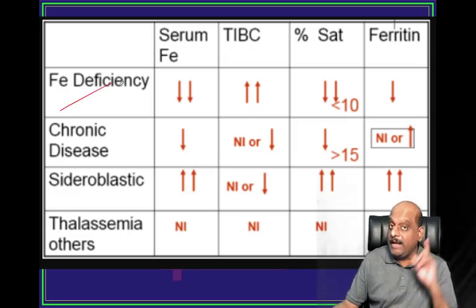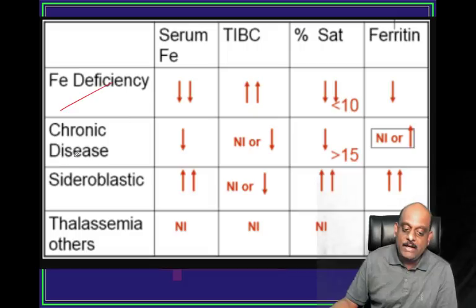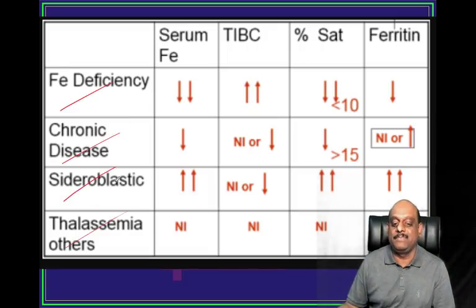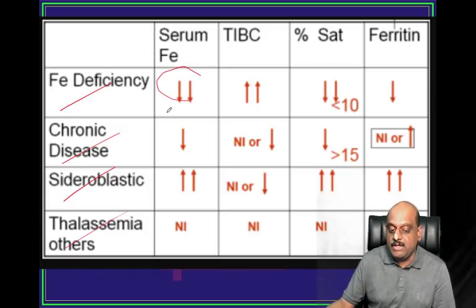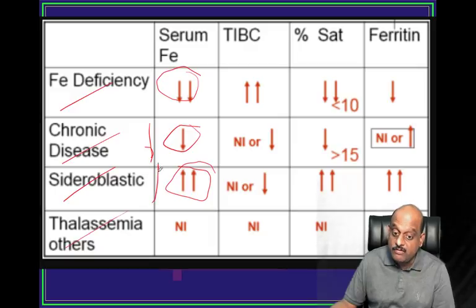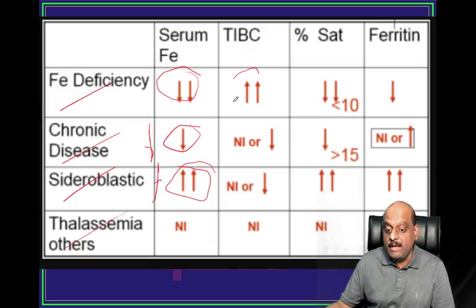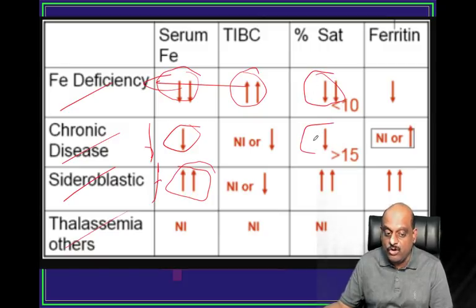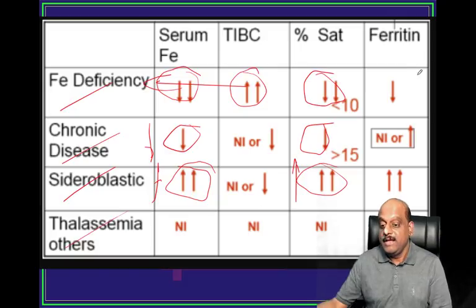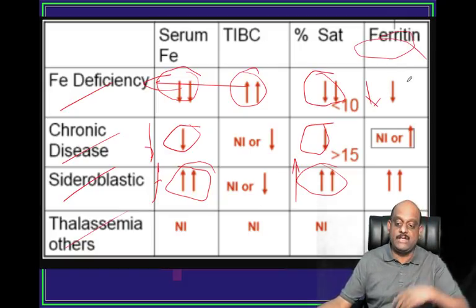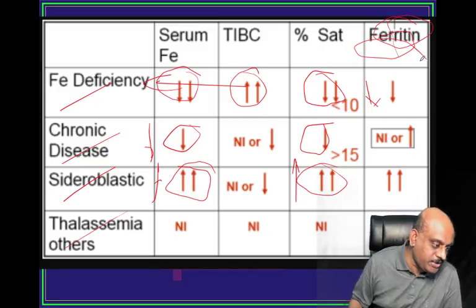So once more, कल के एग्जाम में पूछेगा iron deficiency versus anemia of chronic disease versus sideroblastic versus thalassemia. Iron deficiency, anemia of chronic disease में iron will fall, sideroblastic it will increase. TIBC will increase only in iron deficiency. Percentage saturation will fall in both iron deficiency and chronic disease, but in sideroblastic it will increase. Ferritin will fall. One of the early things to fall in iron deficiency is ferritin, that is what you need to remember.